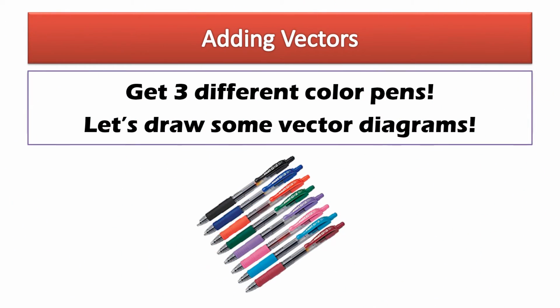Let's add some vectors together. I want you to get 3 different color pens. Now you could use a pencil as one of the colors too. So maybe a pen, a pencil, and one different colored pen.